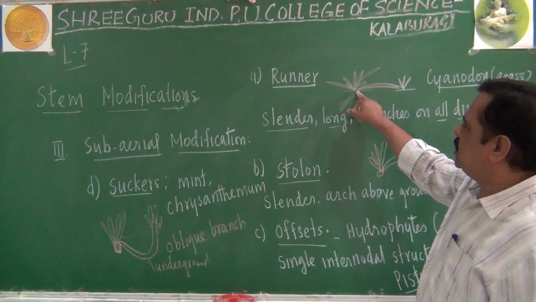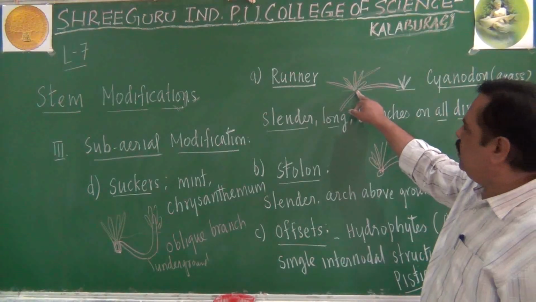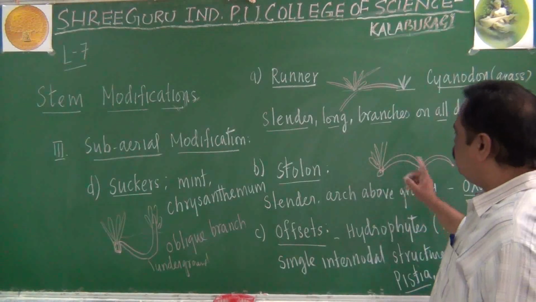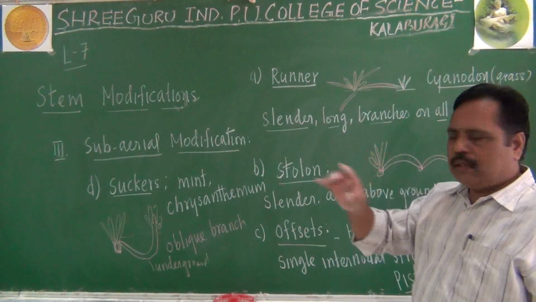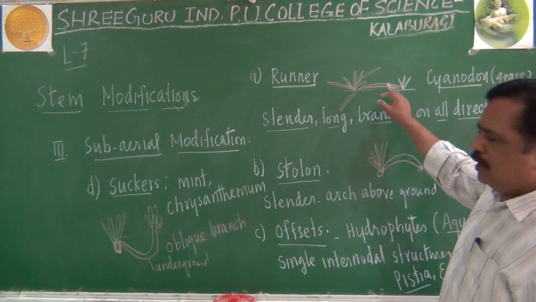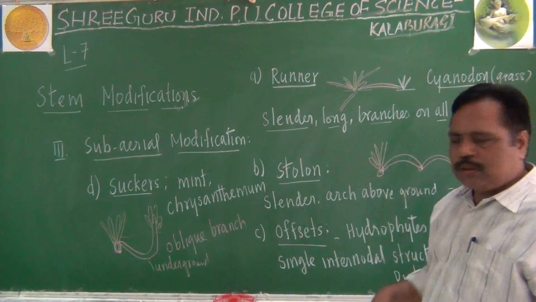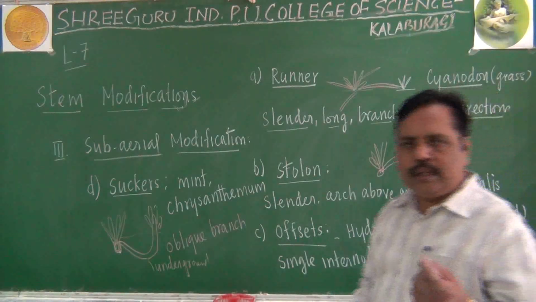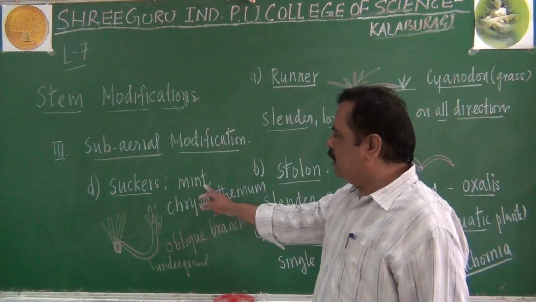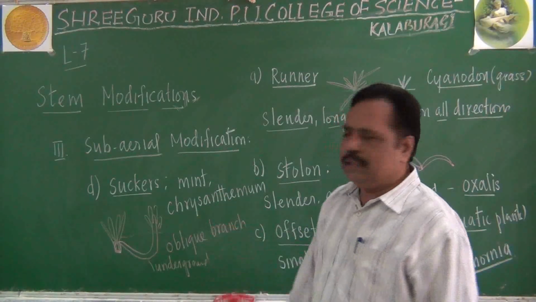They will have the main stem here below the ground. They will produce arches. Here they will produce stolon arches like that, and arch above the ground. Here they will run, runner. Stolon will arch above the ground. Offset will be found in aquatic plants, hydrophytes. Suckers are found in mint and chrysanthemum.